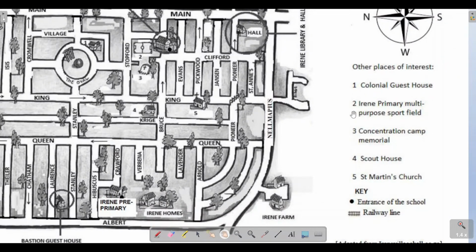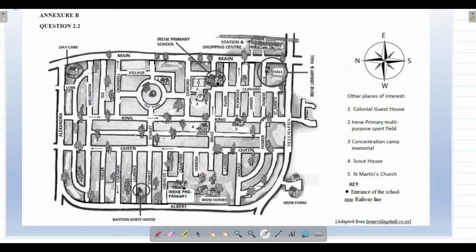Colonial Guest House. Number two, right? I'm going to zoom it out again. So we are told that number two is Irene Primary Multi-Purpose Sport Field. So where we see a number two on this layout plan, there we go. That is the Irene Primary Multi-Purpose Sport Field. Then when we see number three, that is the Concentration Camp Memorial. So there, that is a memorial.